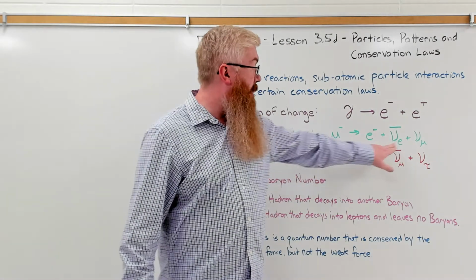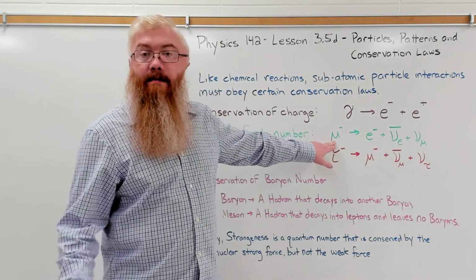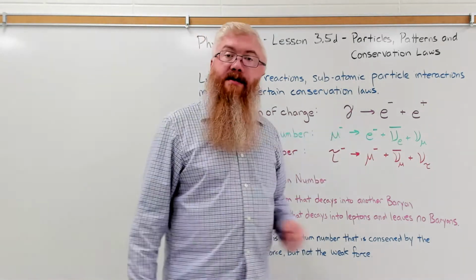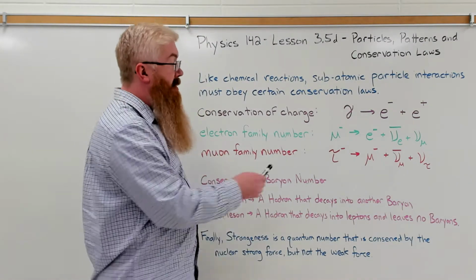When you add plus 1 and minus 1 here, you get 0 on the right-hand side, which is the same as the electron family number on the left-hand side, so the electron family number is conserved. Note also, charge is conserved. We talked about that previously.